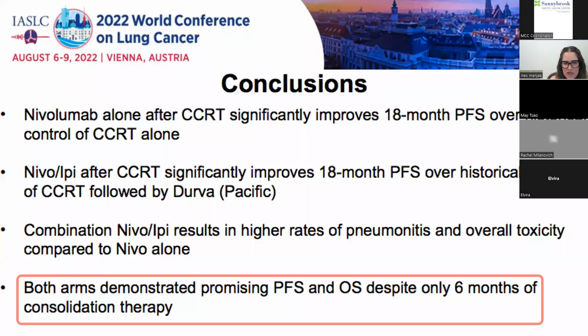The conclusion of this trial is that nivolumab alone after concurrent chemoradiation significantly improved the 18-month PFS over historical control, and the combined nivo and ipi after concurrent chemoradiation also improved the 18-month PFS over historical control from PACIFIC. So both arms demonstrate a promising PFS and overall survival despite only 6 months of consolidation treatment.